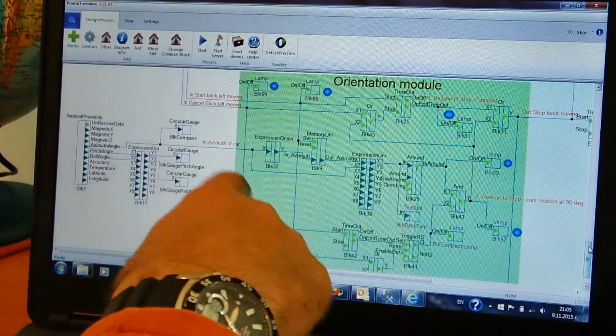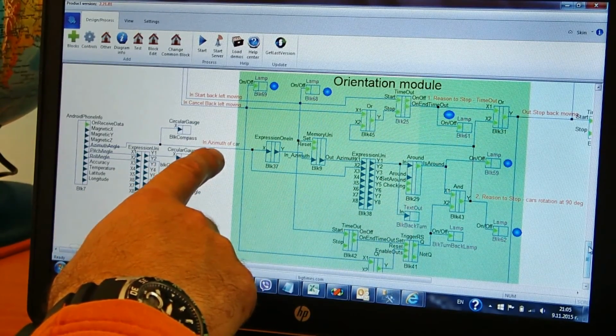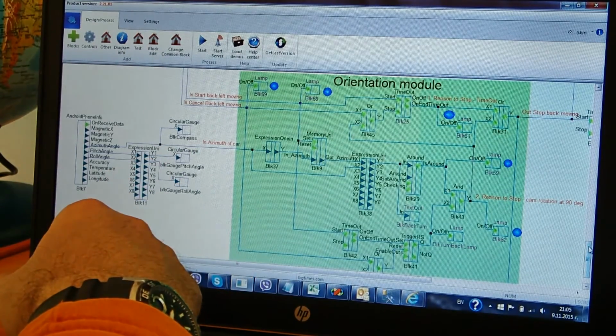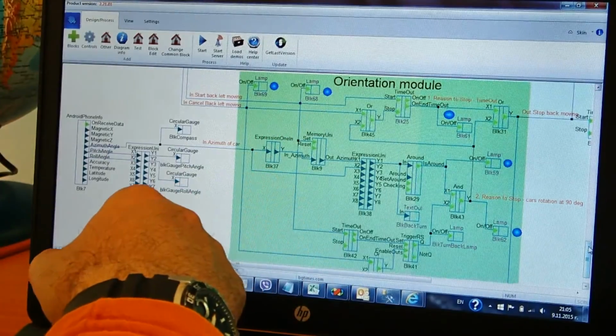The last green area is orientation module. It reads the information from phone sensor for azimuth angle and controls the car to turn at 90 degrees when it moves at back left direction.